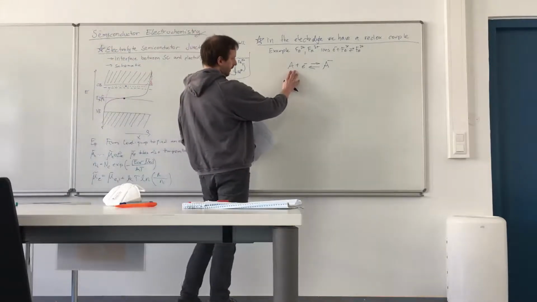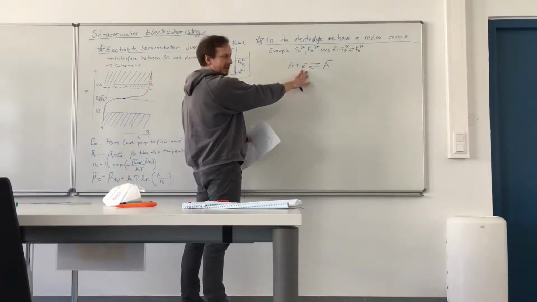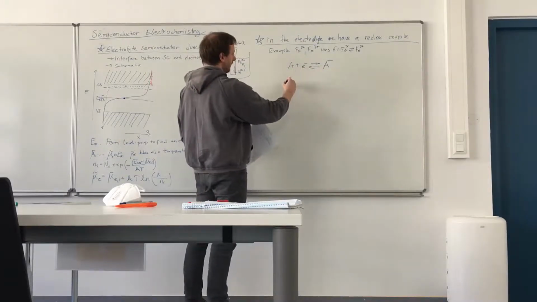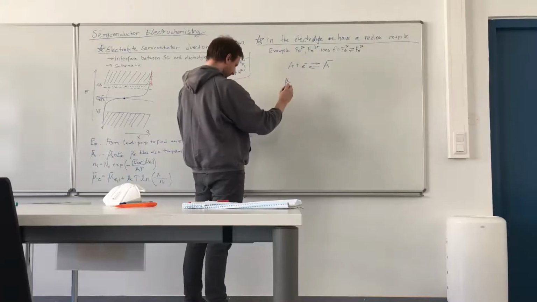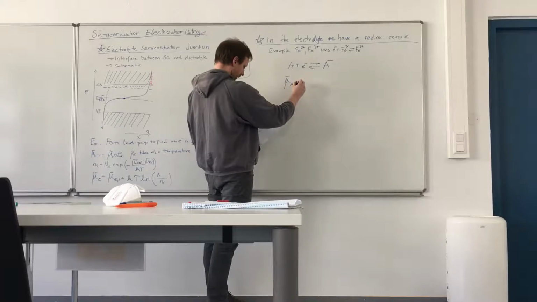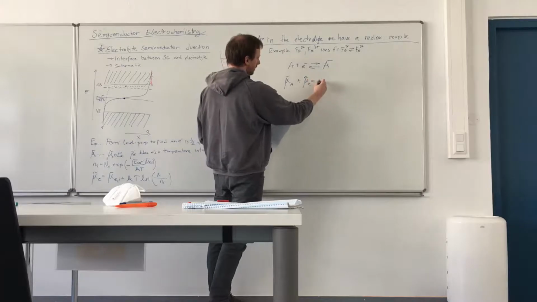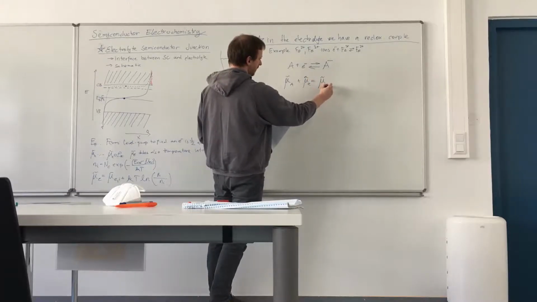Same is true for A. The electrochemical potential describes this for A, for the electron we just had, and also for A minus. So one can write mu tilde of A plus mu tilde of the electron equals mu tilde of A minus.